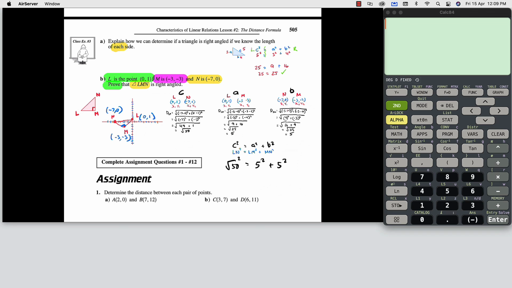Root 50 squared, well, the squared cancels the root, and if you punch that in the calculator, you will see that that equals 50. And that equals 5 squared, which is 25, plus 5 squared, which is 25, and 50 equals 50. Therefore, we know it is a perfect right-angled triangle because the left side equals the right side. And there we go. That should be enough to complete the assignment questions, numbers 1 through 12.